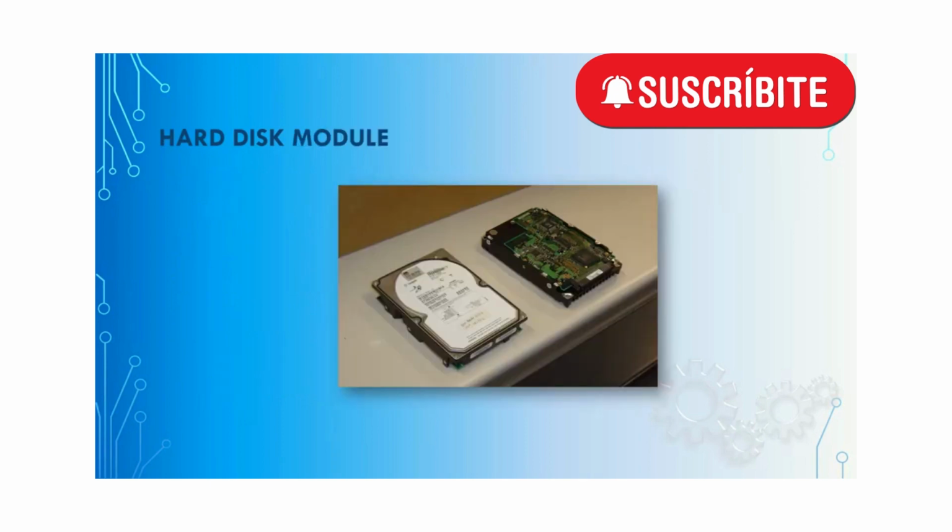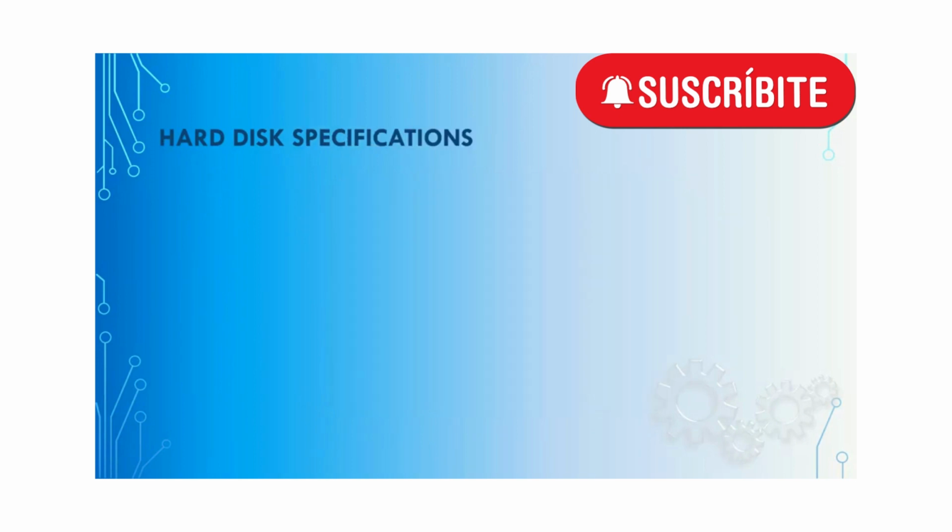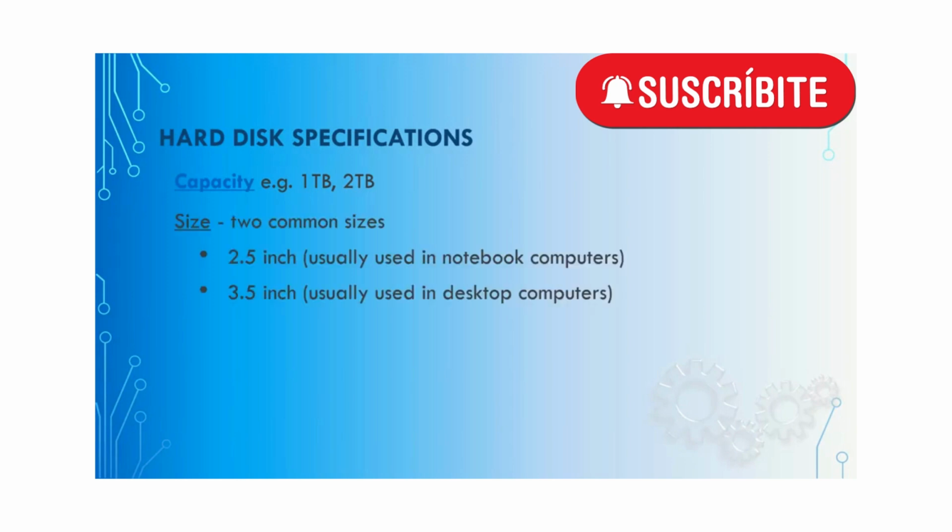So this is a picture showing an example hard disk module. For the hard disk capacity, we are measuring it using terabyte. The capacity can be something like 1 terabyte, 2 terabyte, or even 3 terabyte. There are two different types of hard disk that we can use. For the smaller one, the 2.5-inch one is used in notebook computers. And for the bigger one, 3.5-inch, they are usually used in desktop computers.